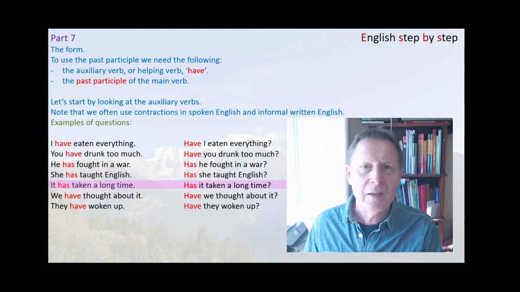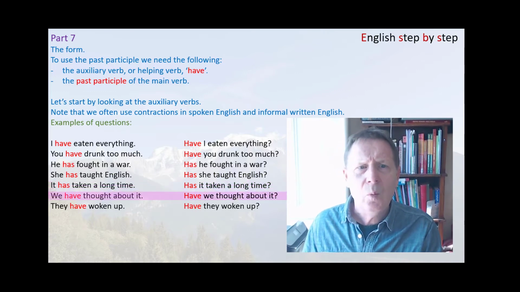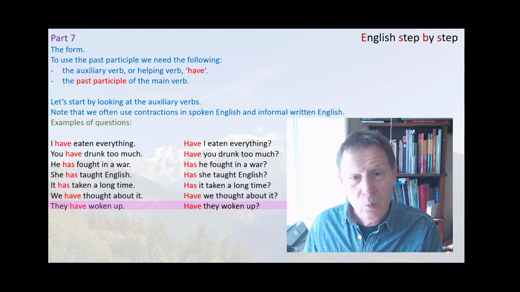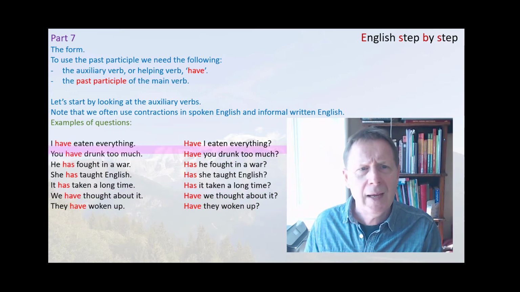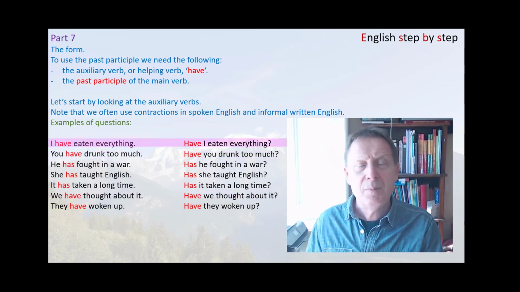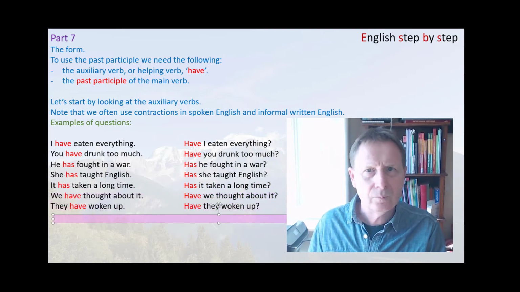It has taken a long time. Has it taken a long time? We have thought about it. Have we thought about it? They have woken up. Have they woken up? So again, I've used irregular past participle forms here too. Eaten, drunk, fought, taught, taken, thought, woken.